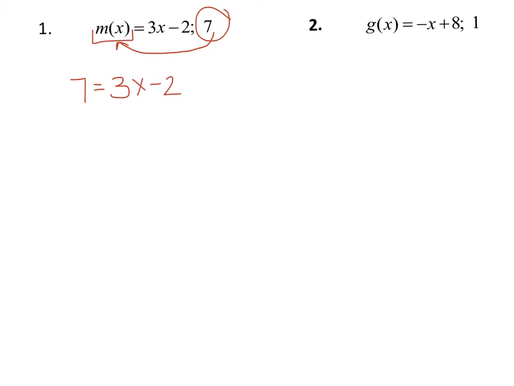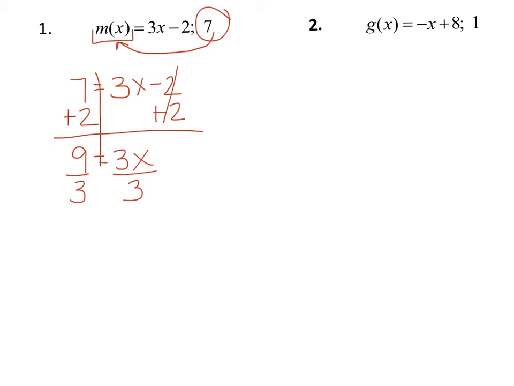3x minus 2. And now this brings us all the way back to chapter 3. We're going to draw our line and solve. So we're going to add 2 first. So we have 9 equals 3x, and our 2's cancel out. Divide both sides by 3, and you're left with 3 equals x. So our x value is a positive 3.